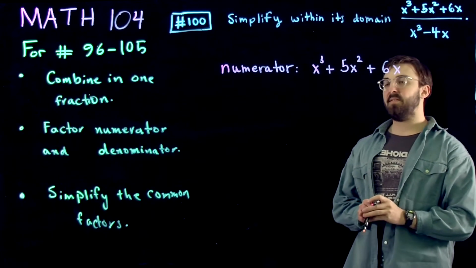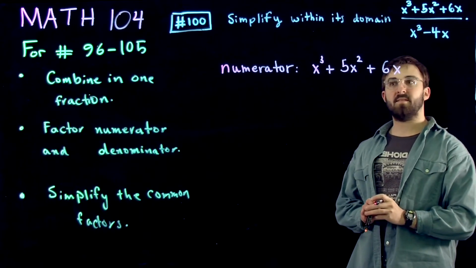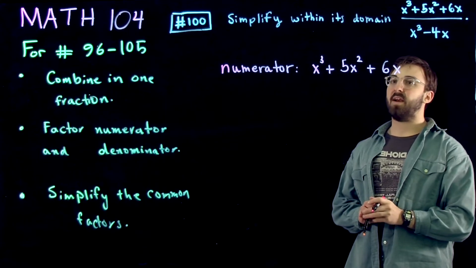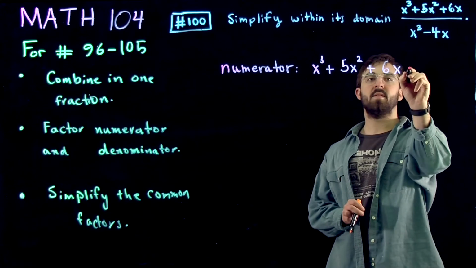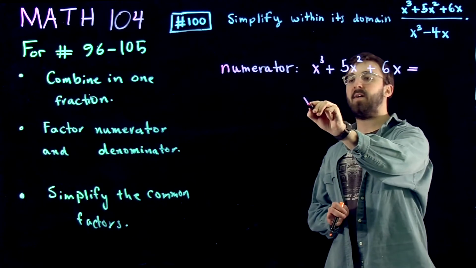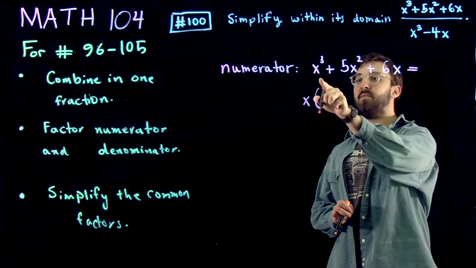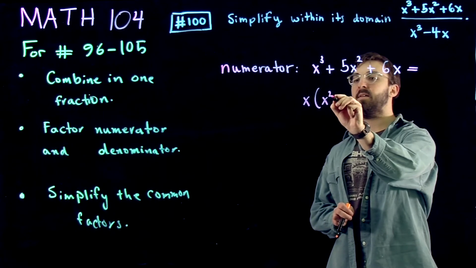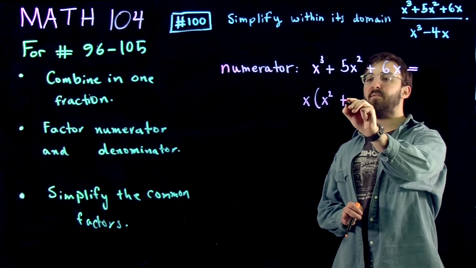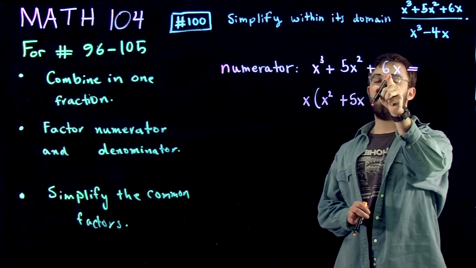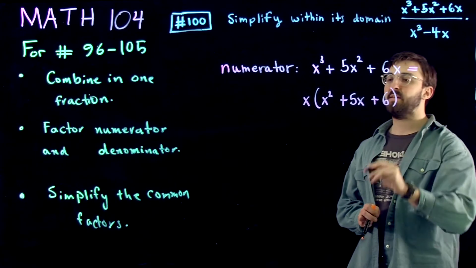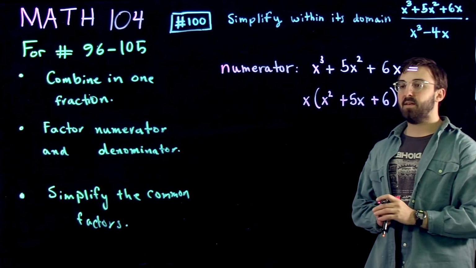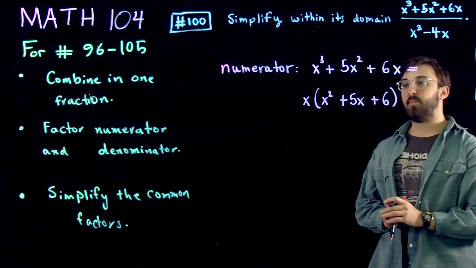If you'll notice, each term in this expression has a factor of x, so in fact I can factor out x from each one of these terms. So step number one, I can factor out x. What I have now is x squared, if I factor x from this, I have 5x, and if I factor x from 6x, then I have just 6 left over. Okay, so this is step number one in factoring.